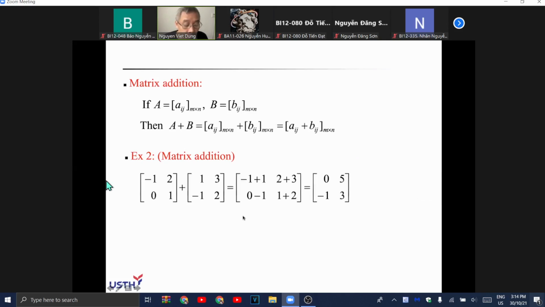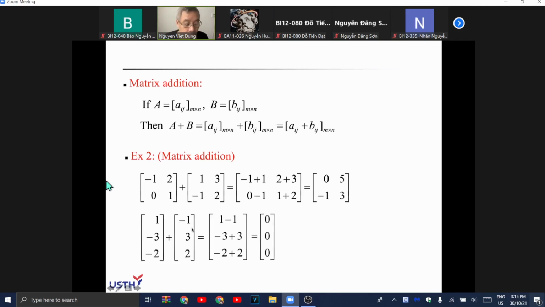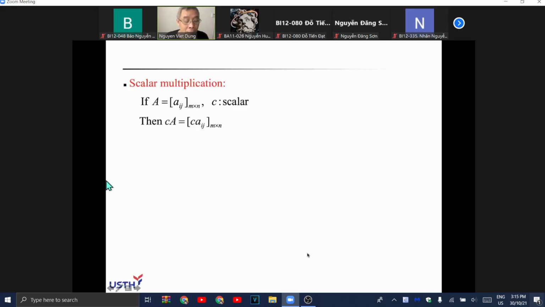Here is an example of matrix addition. Suppose that we have A to be that and B to be that. You add them together, so we add the corresponding entries, and the result is here. Another example is here. We have two column matrices and we add them together. We get the column consisting of 1 and 0. The previous operation is very easy.